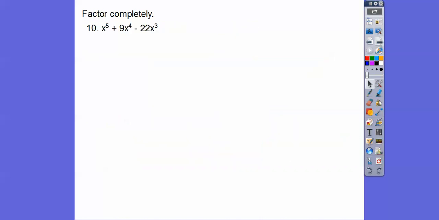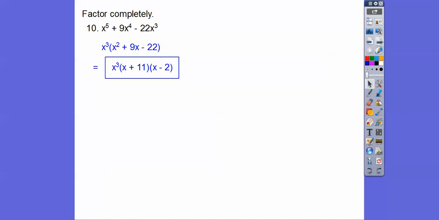All right. Okay, so here I can pull an x cubed out. So when we do that, we're left with that. Factors of negative 22 are 11 times negative 2. So there we go. Okay.